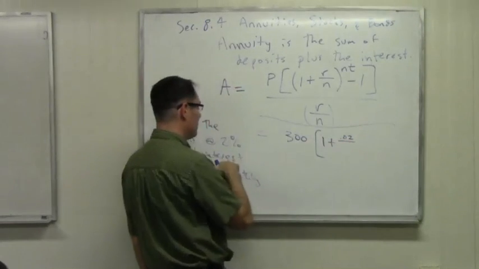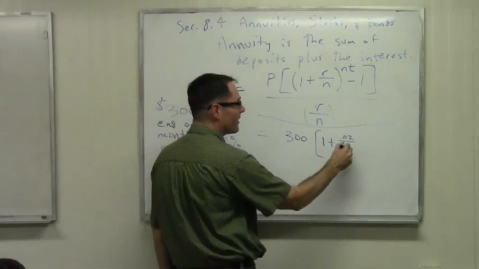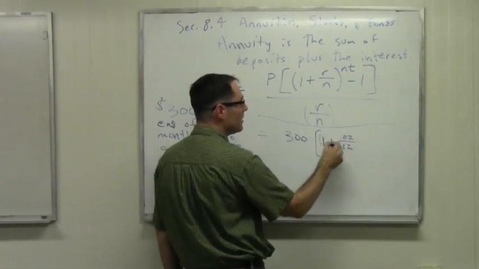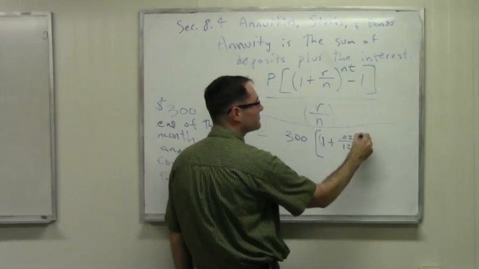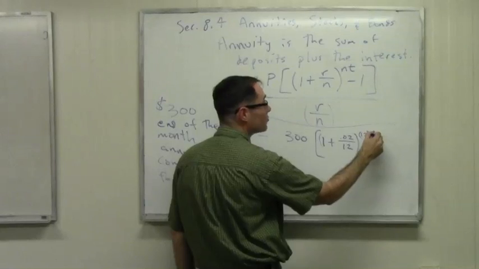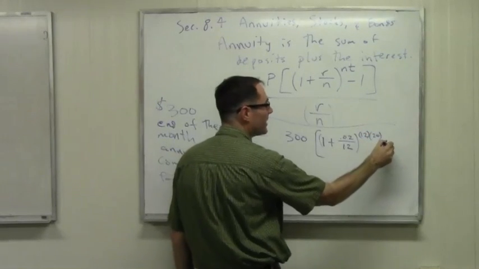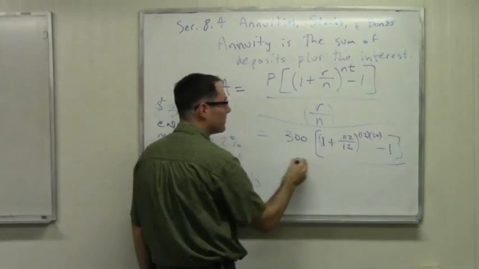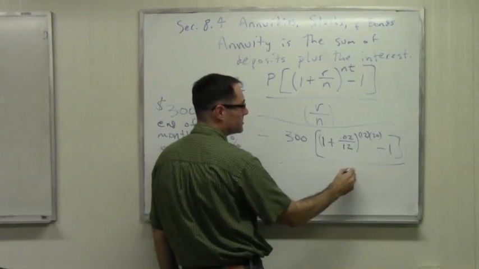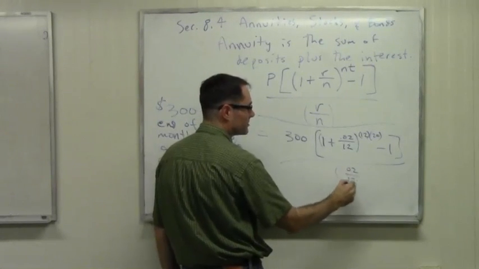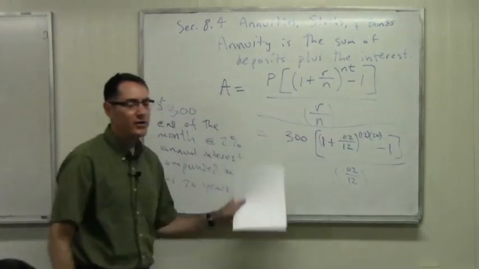0.02 divided by the number of times per year, monthly, so we've got 12. That whole thing raised to the number of times per year times the time, which is 20 years, minus 1. The whole thing divided by the rate, which was 0.02 divided by the number of times per year, which is 12. Okay, you got to do this one.